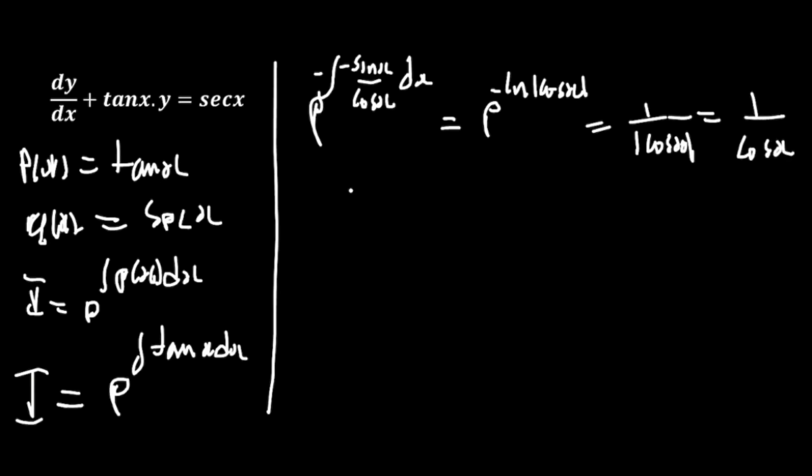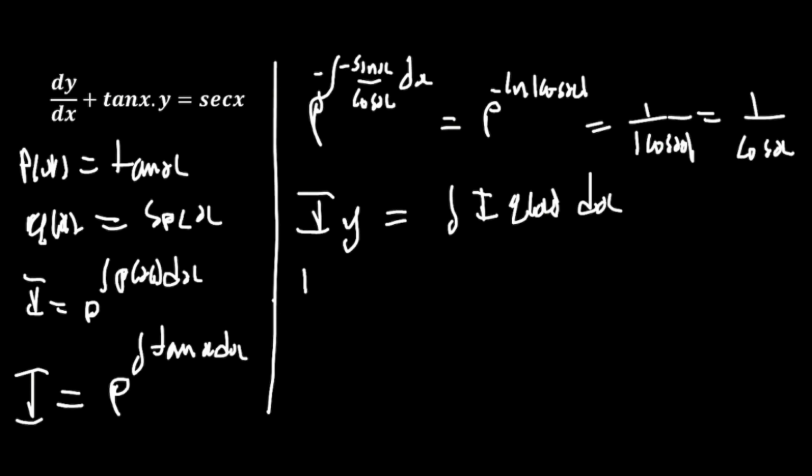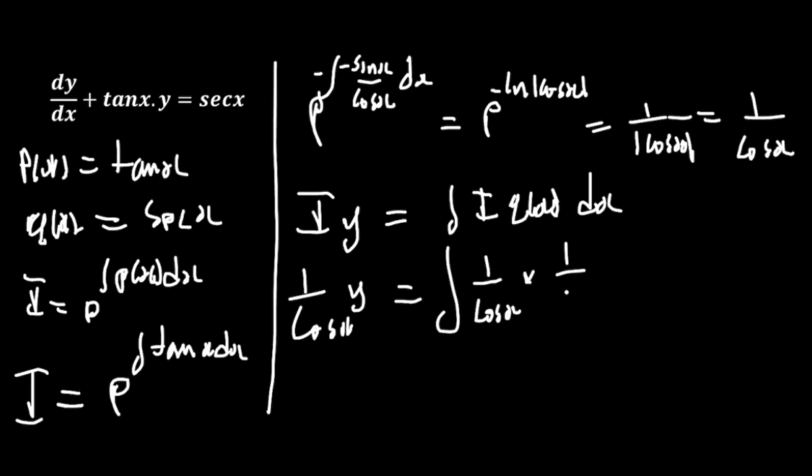Cos is a positive function, so multiplying by our integrating factor, q of x dx, then we are going to have our integrating factor 1 over cos x times y equal to the integral of 1 over cos x, and now q of x is sec x, and our sec x is 1 over cos x dx.